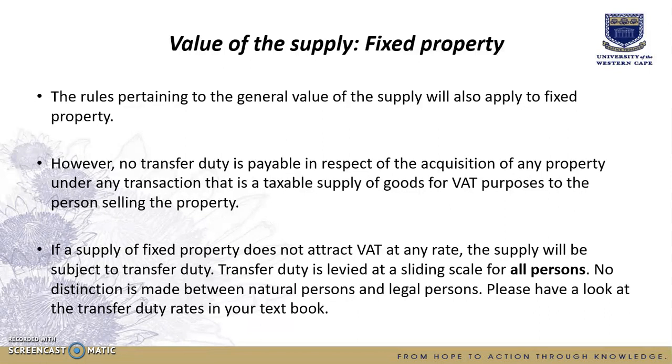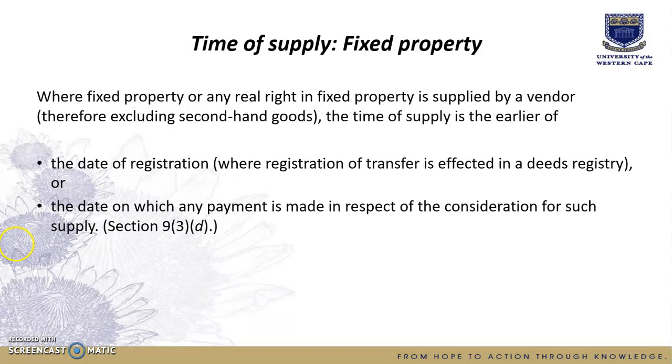So all that basically means, remember what we said: if there is VAT on the transaction, there cannot be transfer duty. Converse to that, if there is transfer duty on the transaction, there cannot be VAT. So if a supply of fixed property does not attract VAT at any rate, the supply will be subject to transfer duty. And I would like you to have a look at the transfer duty table. I think we have spoken about transfer duty and how it's applied on the sliding scale. So please have a look at that.